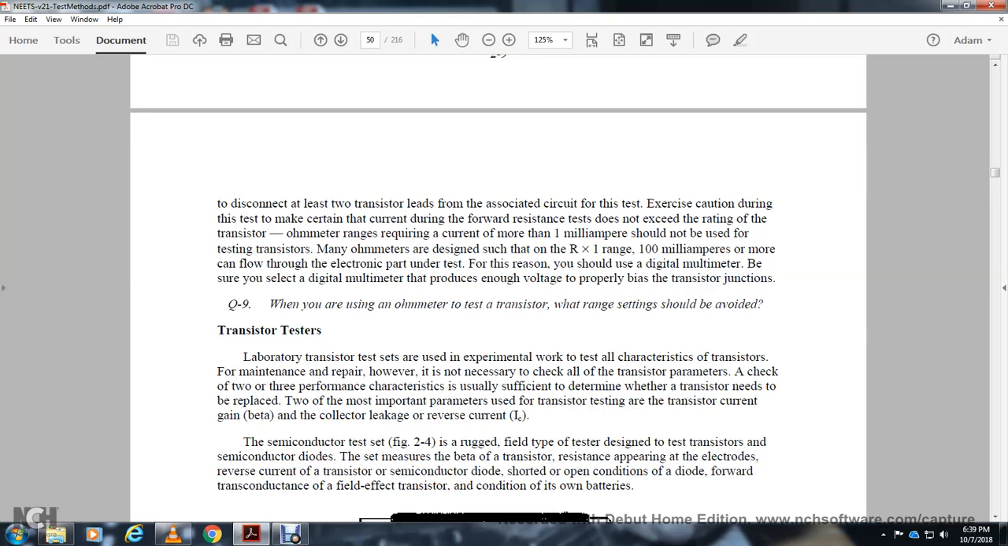However, it is not necessary to check all the transistor parameters. Checking two or three performance characteristics is usually sufficient to determine whether the transistor needs to be replaced. The two more important parameters of transistor testing are transistor current gain, beta, and current leakage or reverse current.